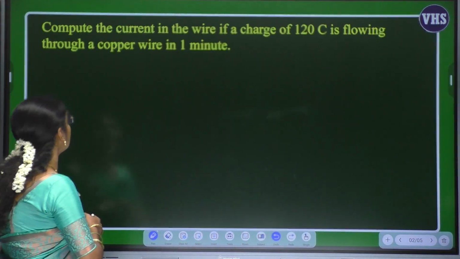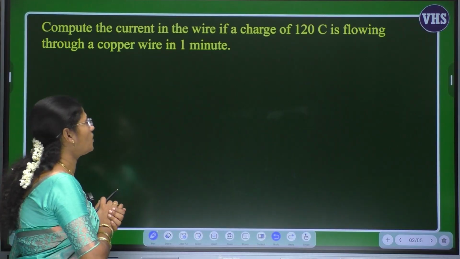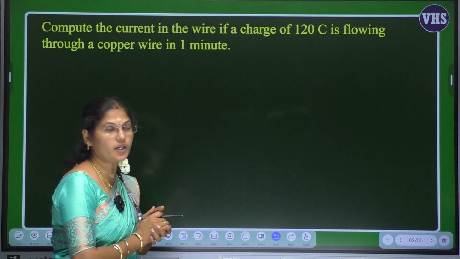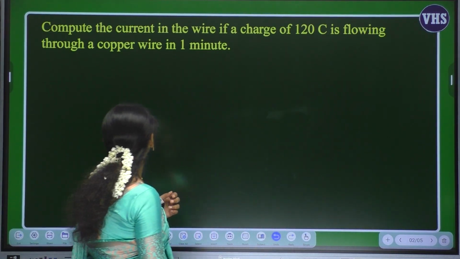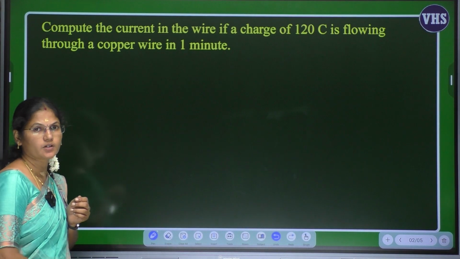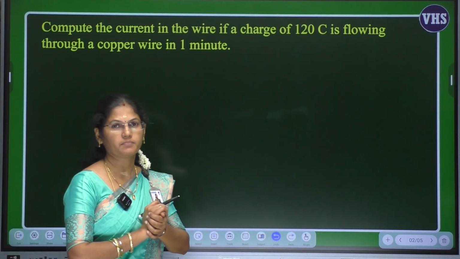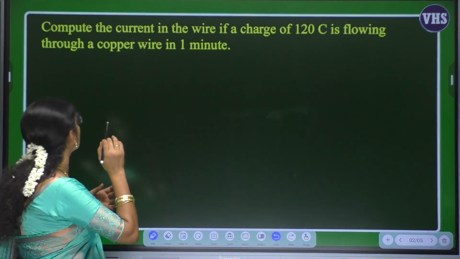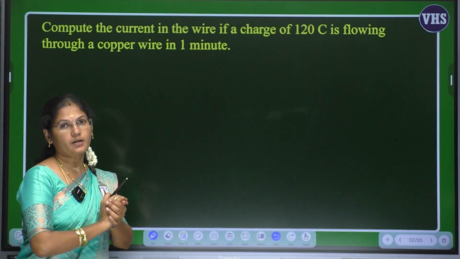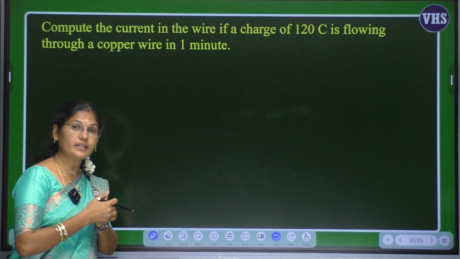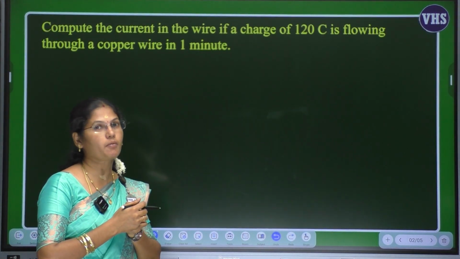So what is the first problem? Compute the current in the wire if a charge of 120 coulomb is flowing through a copper wire in 1 minute. So ரொம்ப சிம்பிளான ப்ராப்ளம் தான். என்ன கொடுத்திருக்காங்க அப்படின்னா compute the current, அதாவது கரண்ட் வந்து நம்ம ஃபைண்ட் பண்ணோம். ஓகேவா? சோ ஆல்ரெடி வந்து நீங்க 10th ஸ்டாண்டர்ட்லயே இந்த மாதிரி சிம்பிள் ப்ராப்ளம் பார்த்திருப்பீங்க.